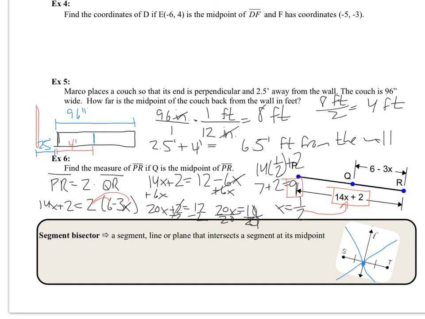An easy way to think of bisector, which we will use quite often in geometry, is that a bisector splits something in half. So let's write that down. A general definition for bisector is splits in half. So we will have angle bisectors, segment bisectors, etc. An easy way to think of bisector: splits in half.